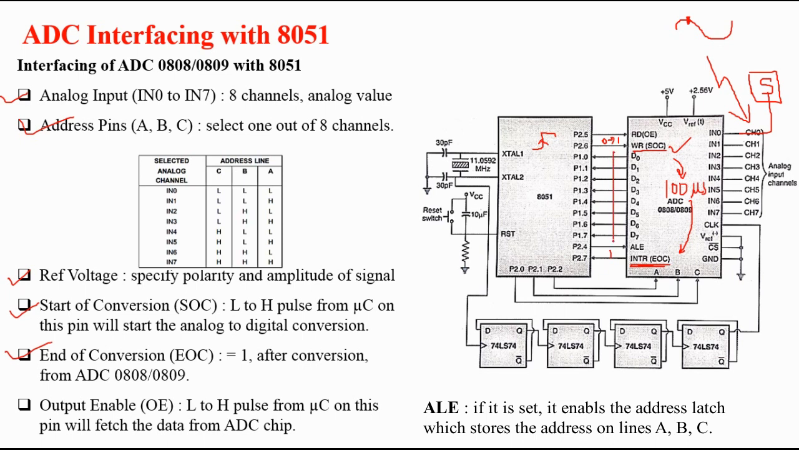Those are the digital ports D0 to D7. Then the next pin is output enable, or OE pin. This is available at this place. In order to take the data which is available on those pins, the microcontroller will again send a low to high pulse on this pin. When this kind of signal is received, the data available at D0 to D7, the digital data, will be taken into the 8051 register.